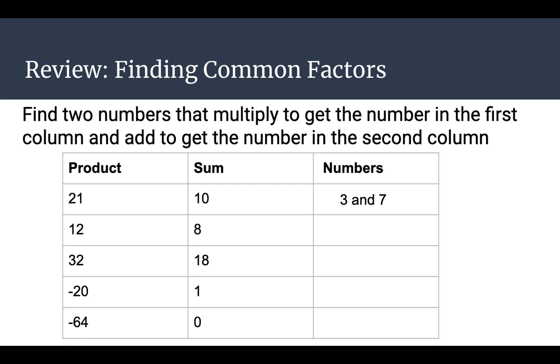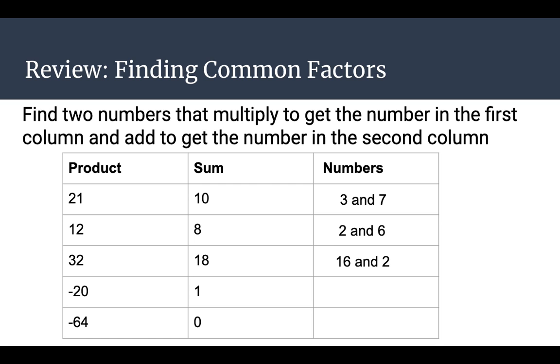Two numbers that multiply to get 12 and add to 8. Well, that's 2 and 6. Two numbers that multiply to 32 and add to 18: 16 and 2. How about with negative numbers?